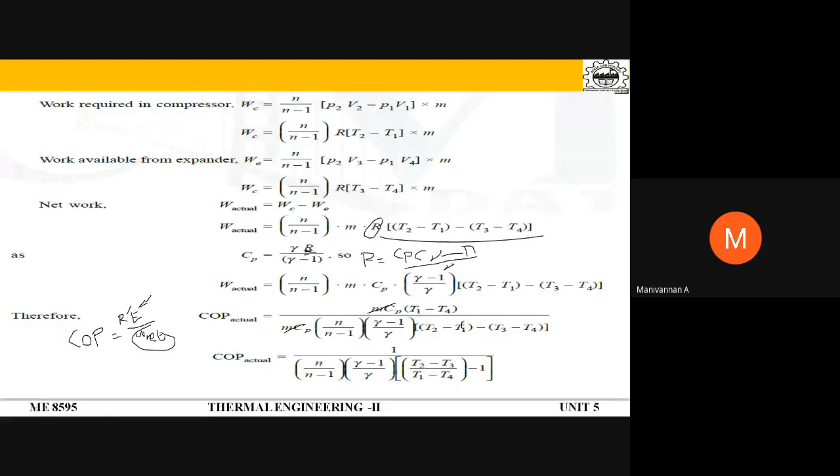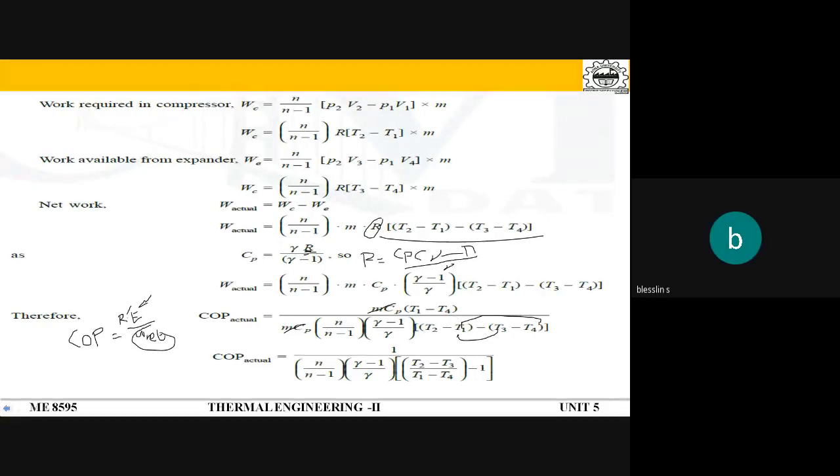This T1 I bring it to this side. So when you bring it this side, and T3 I bring it here. So T2 minus T3 divided by T1 minus T4 minus this T1 comes here. So it becomes T1 minus T4, so this will become 1. So 1 by gamma minus 1 by gamma into T2 minus T3 by T1 minus T4 minus 1. Is it clear?